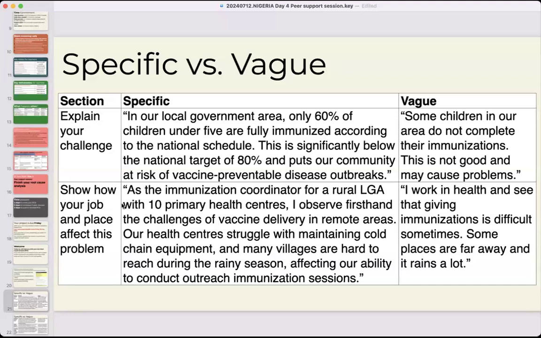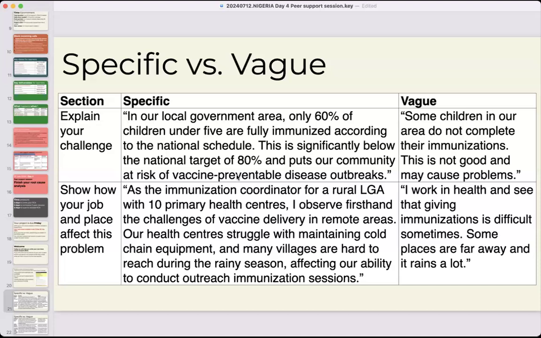And the second example on this table is really about showing how your job and place affect this challenge. So as the immunization coordinator for a rural local government area with 10 primary health centers, I observe firsthand the challenges of vaccine delivery in remote areas. Our health centers struggle with maintaining cold chain equipment, and many villages are hard to reach during rainy season, affecting our ability to conduct outreach immunization sessions.